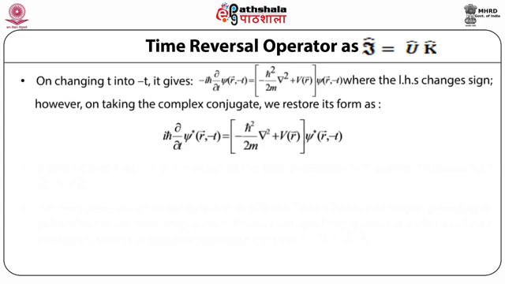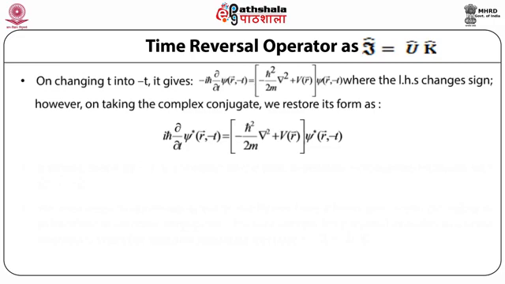Now if we take the complex conjugate of the above equation, we restore it to its form as iħ times the partial derivative with respect to time of ψ*(r, −t), that is the complex conjugate of the wave function ψ, and this is equal to [−ħ²/2m ∇² + V(r)] times the wave function ψ*(r, −t).